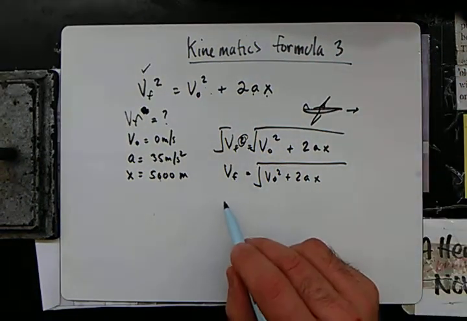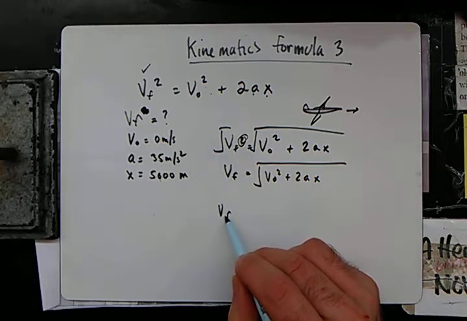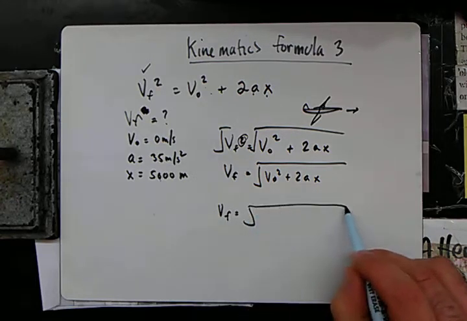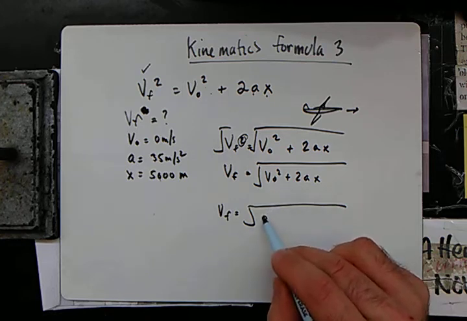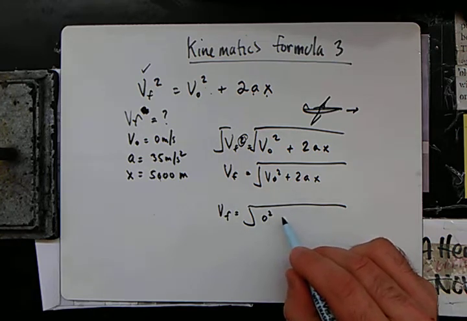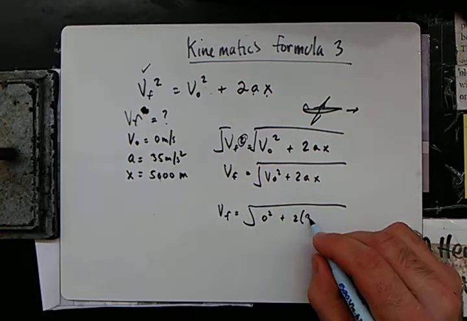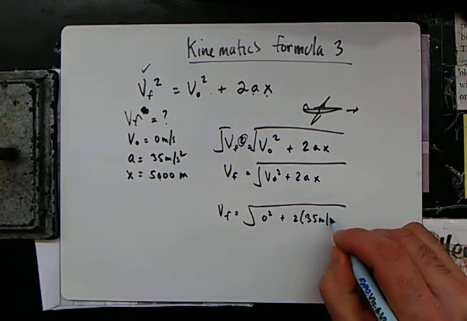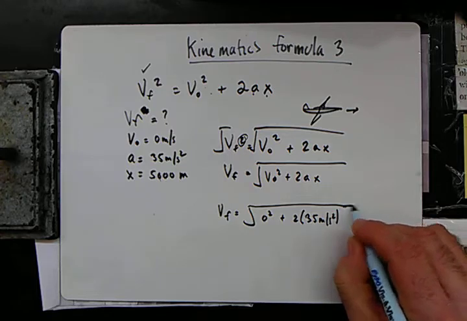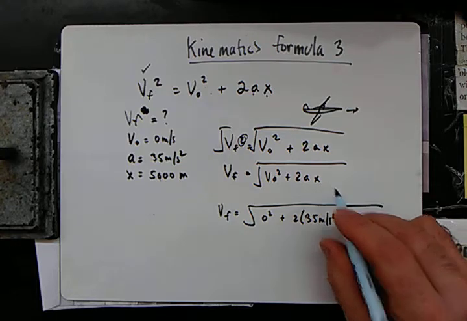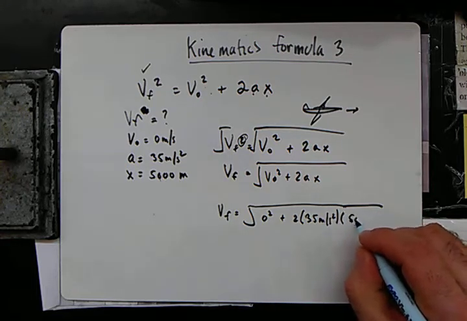So let's go ahead and do it. Let's solve for it. So velocity final is the square root of our initial velocity of 0 squared plus 2 times our acceleration times the displacement of 5,000 meters.